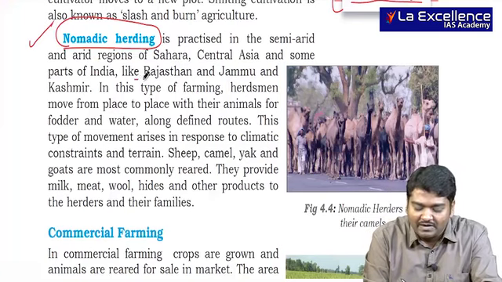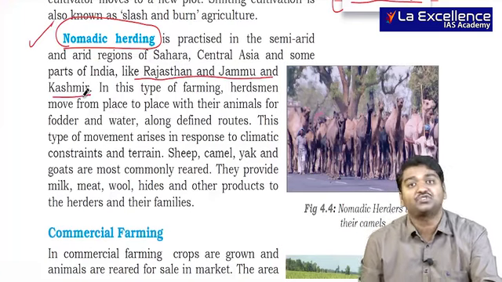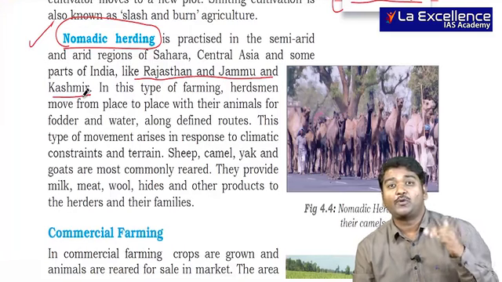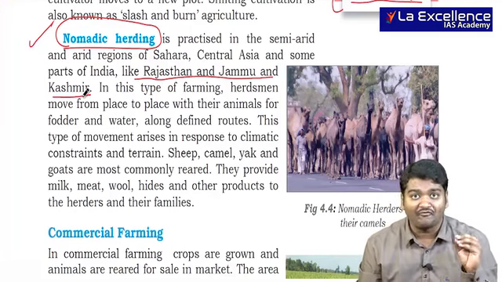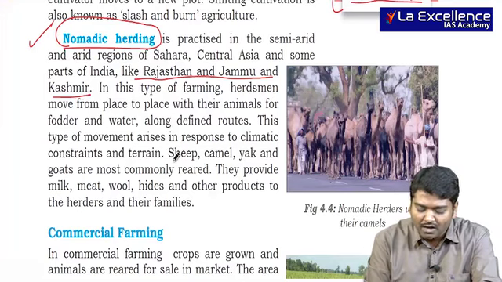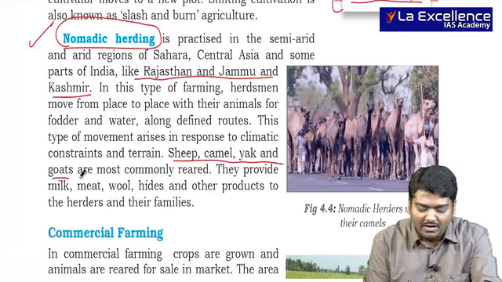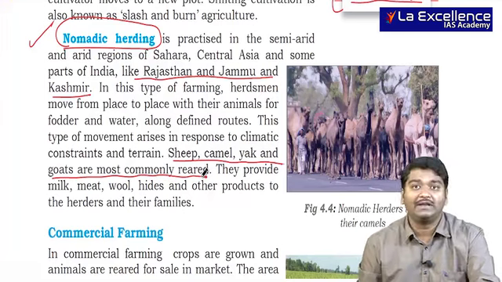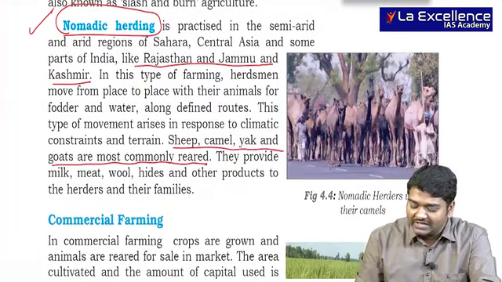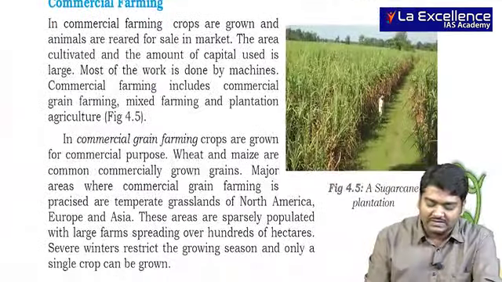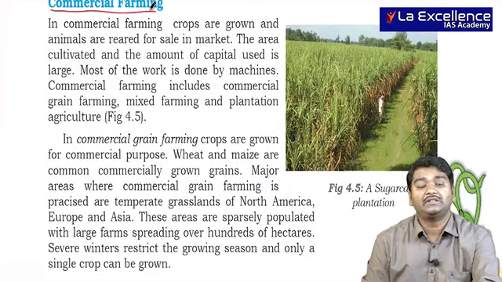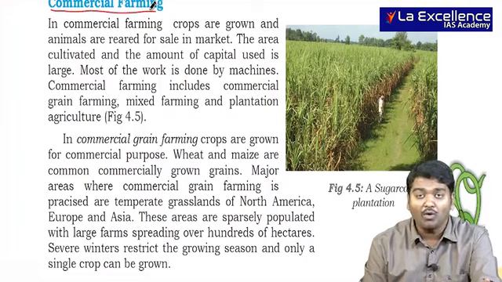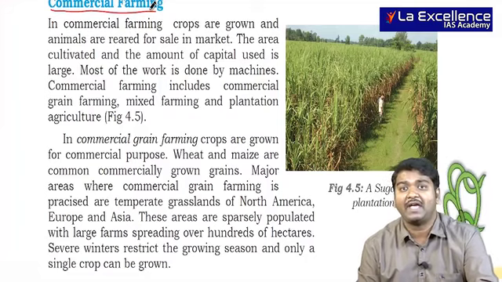It is mostly famous in Rajasthan and Jammu and Kashmir, especially when we talk about Ladakh and other regions. These nomadic herding people are very, very popular. Sheep, camel, yak and goats are the most commonly reared ones. Then the next important thing that we need to focus on is commercial farming. Here usually the size of the farm will be more and high technology will be used.